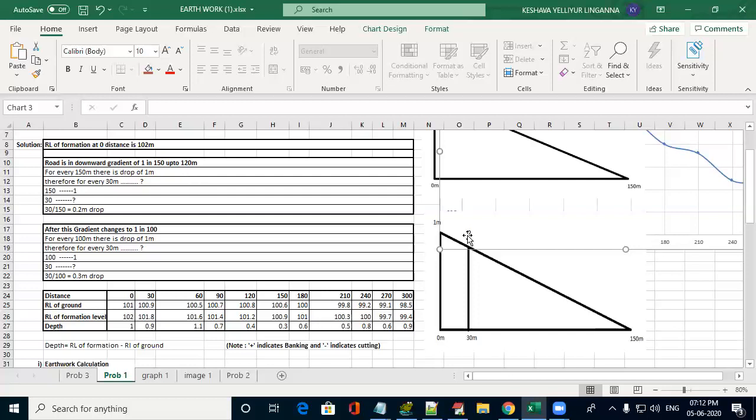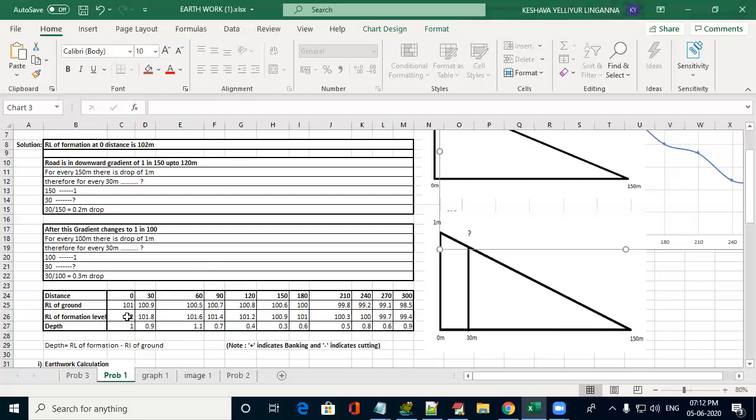That means this difference is 0.2 meter. If you see at 60 meter, again the difference from this point to the 60th point should be 0.2. Like that, when you reach 150 meter, it will become 0. That is the concept. This is how you need to find out the formation level. Similarly, we'll come to this later. Let us calculate only up to 120 meter.